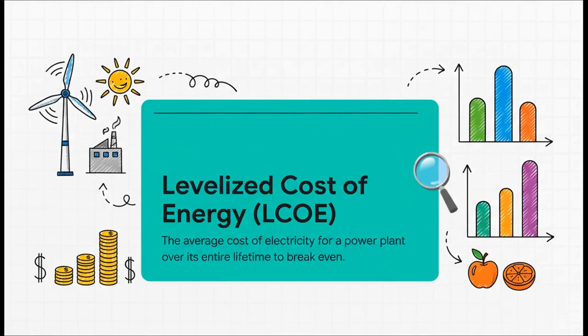It's the rock-bottom price per megawatt hour that a power plant has to sell its electricity for just to break even over its whole life. It is the ultimate apples-to-apples metric.